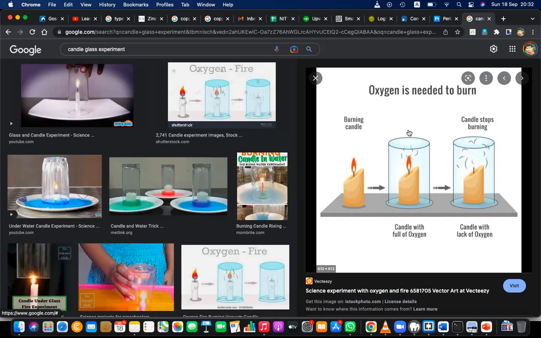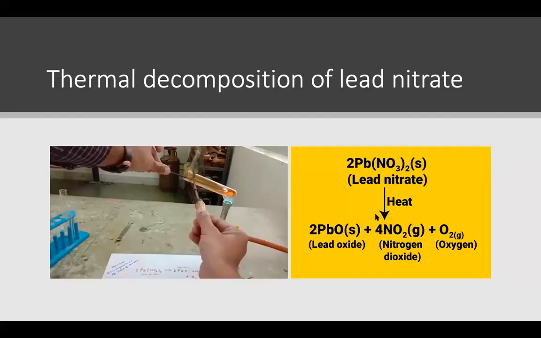You need to quickly move away because the oxygen level is dropping. So that is another usage or another place where we identify that it is necessary to have oxygen for burning or fire. Without oxygen, that will not happen. And that can be used to test for oxygen.